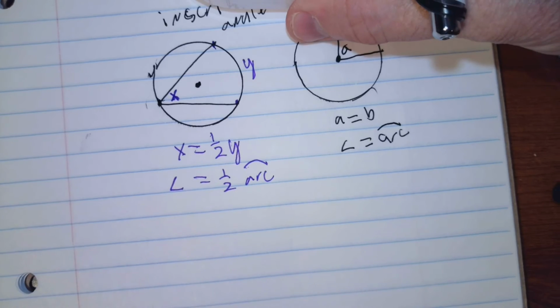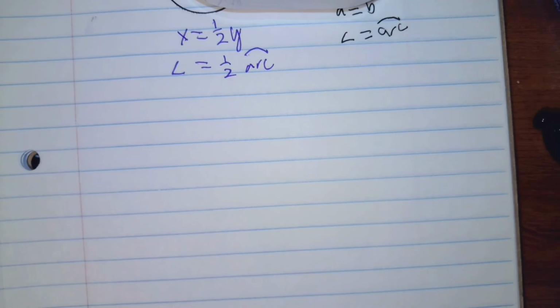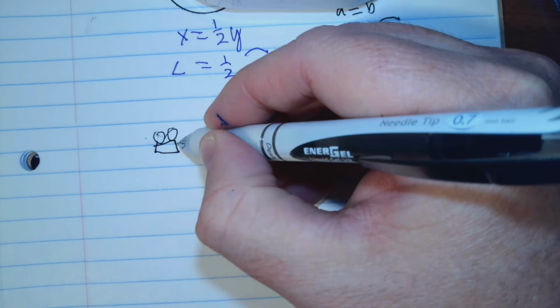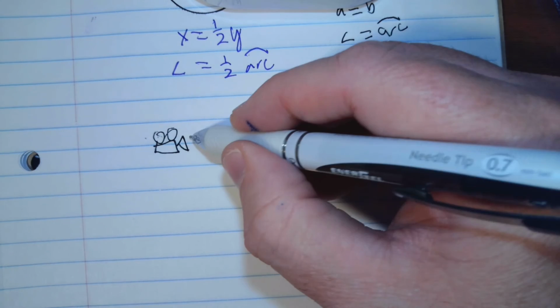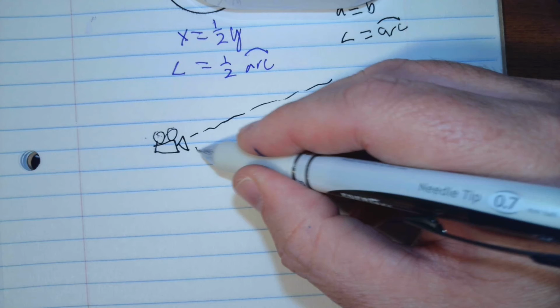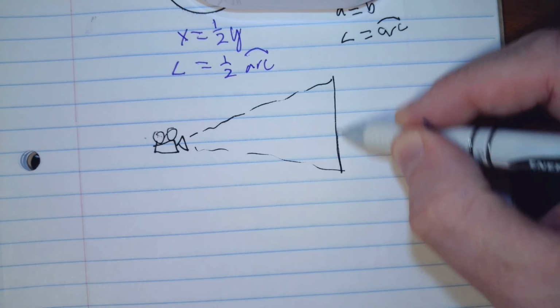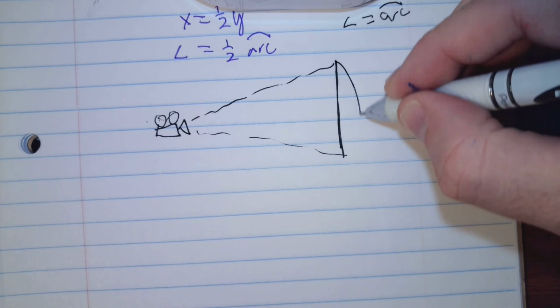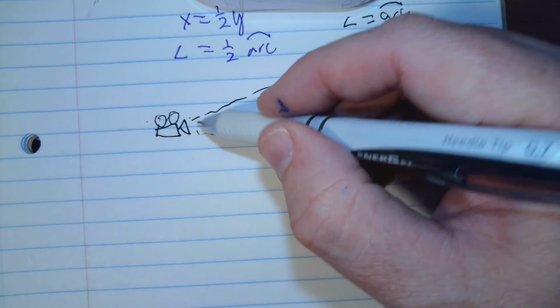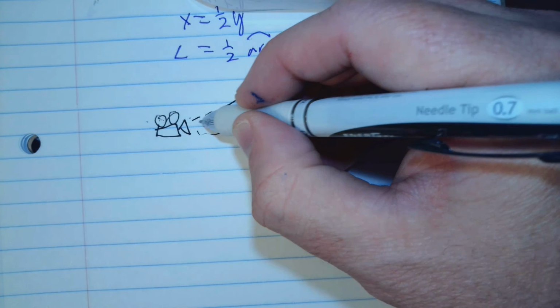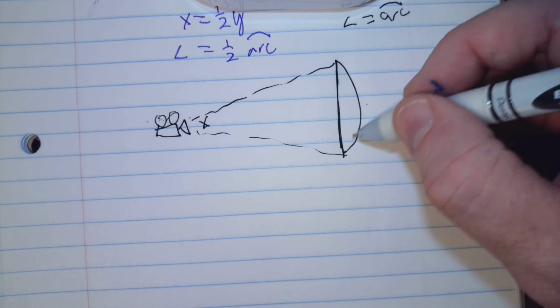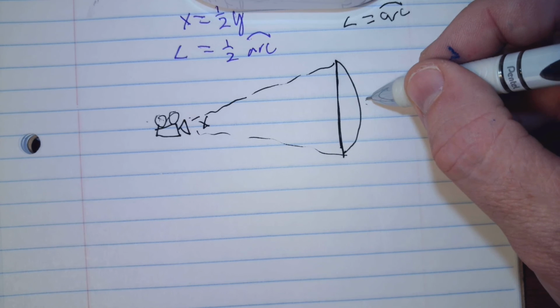And like I said, I like to look at this like a movie theater. You know, you got your camera. There we go, my beautiful camera. And it projects on a screen. In this case, our screen is not flat. Our screen would be curved. And so the angle here, we call that x, this arc is going to be twice as big.